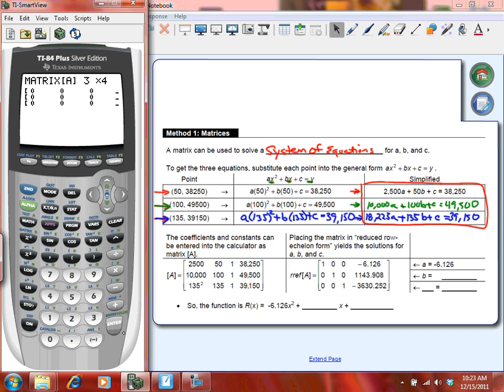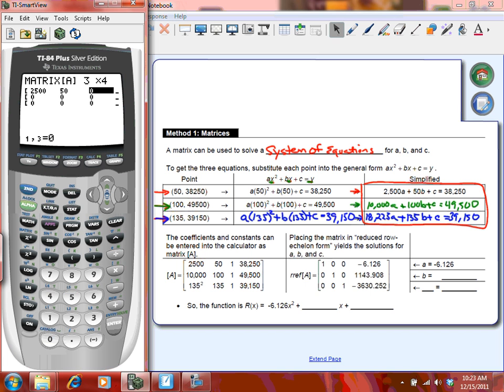There we go. So make sure you have a 3 by 4, because we need a place to put all of this down. So to get the first row, we're going to look at the first equation. In front of the A, we have 2,500. So that's the first number we're typing in there. Make sure you hit enter. The second number we're typing in is 50. That's the number in front of the B.